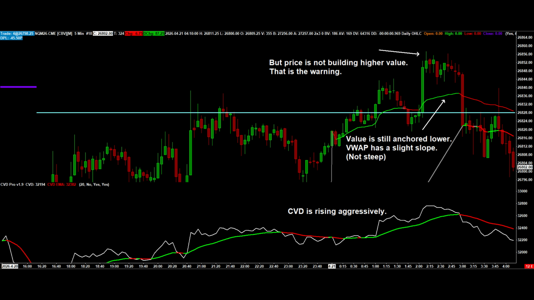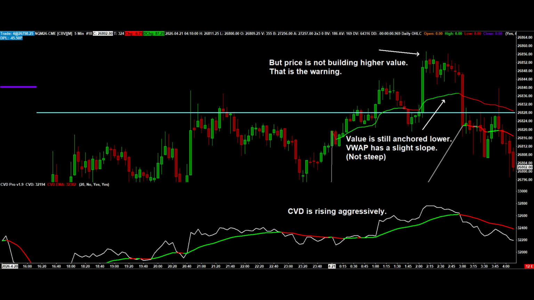Example 2, avoiding a false breakout. Now let's look at the opposite situation. Price pushes above a prior value area. At first glance, it looks bullish. A retail trader sees the breakout and wants to buy immediately. However, the SMF value migration study is not showing clean migration. Value is still anchored lower. The move above value is happening quickly, but the auction is not building acceptance there.